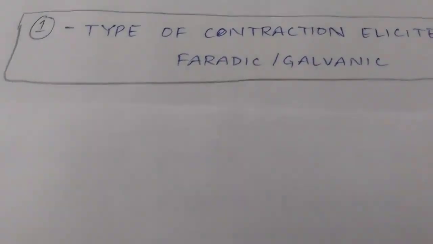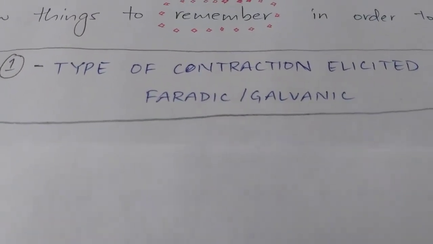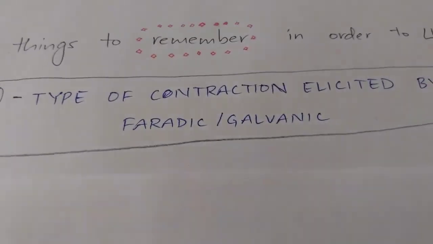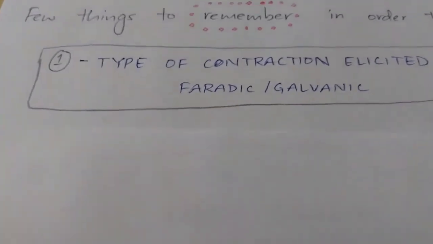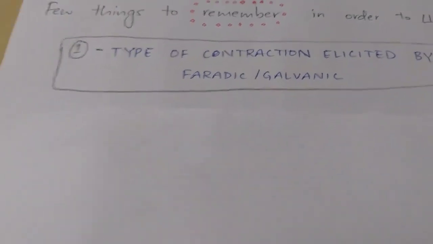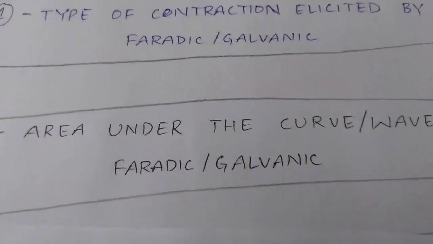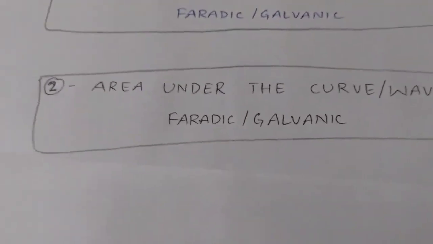So this is one thing about the Faradic and galvanic and the type of contraction elicited. And if we speak about the denervated muscles, galvanic will produce sluggish or worm-like slow contraction, and Faradic, it is the same slow contraction. Now, the second thing that we need to remember is area under the curve or area under the wave for Faradic and galvanic current.